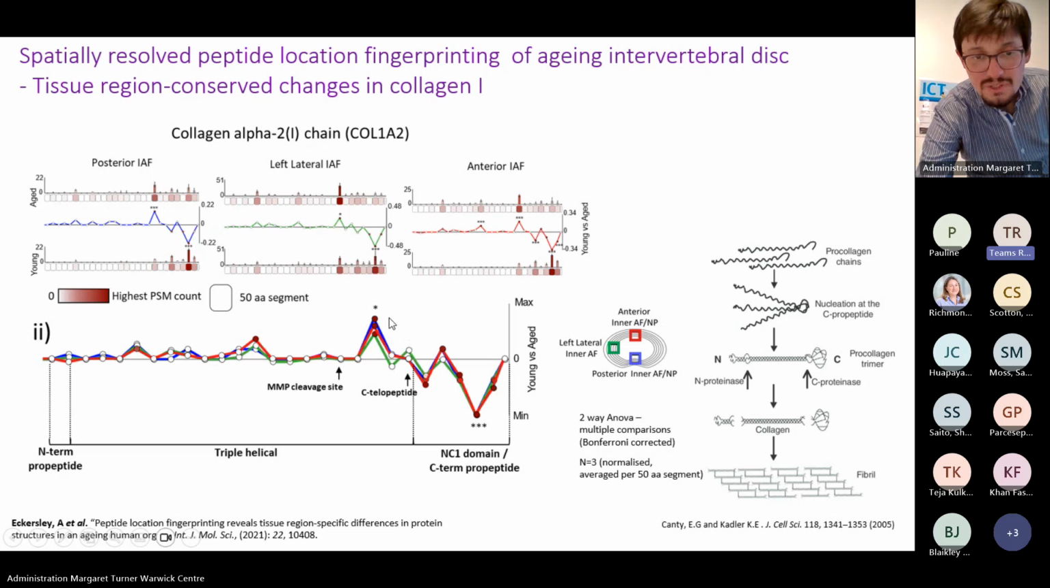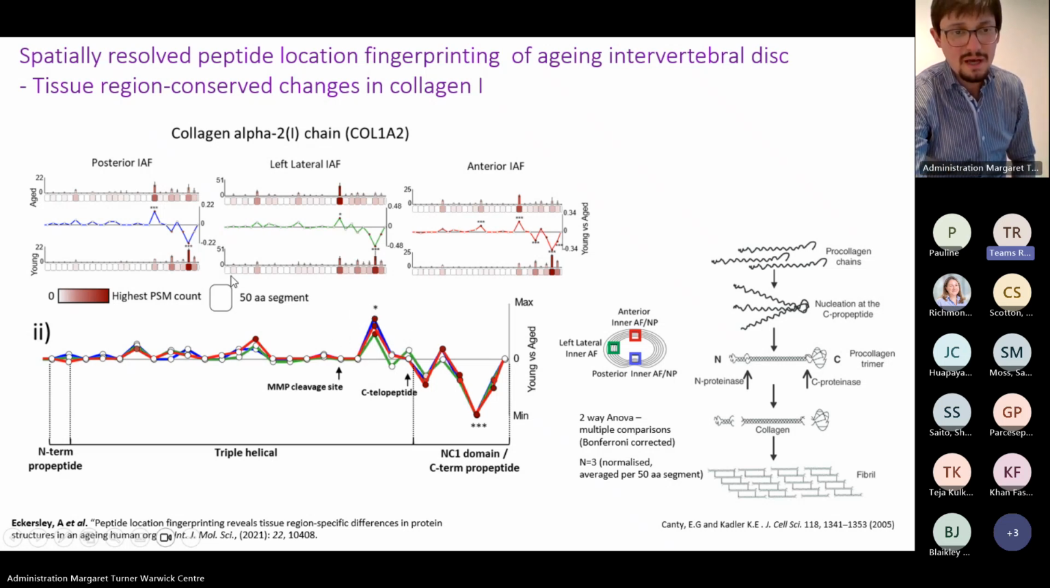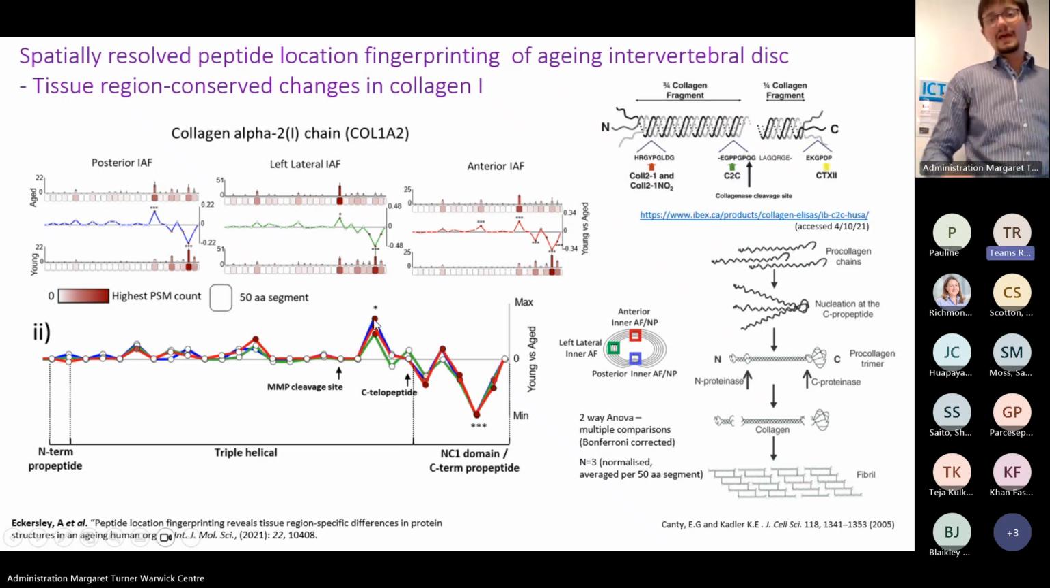Another thing that was interesting was that just downstream of this prominent cleavage site, we see a spike of peptides in all three cases in aged versus young. It's actually quite a well-known degradation product, where you have a prominent cleavage site and it releases this quarter fragment of collagen. So that's what we think is happening here, where we're seeing a lot more of that fragment in the aged samples versus the young. So there are two different mechanisms or consequences of aging occurring along the same protein using this approach that we've been developing.